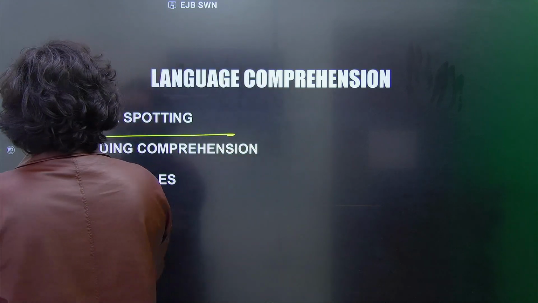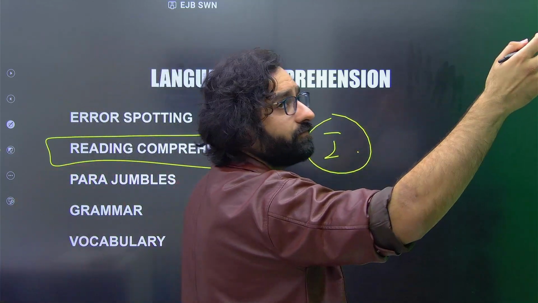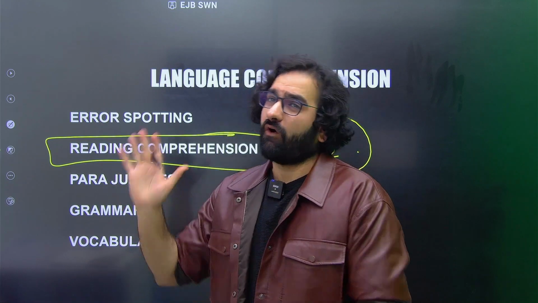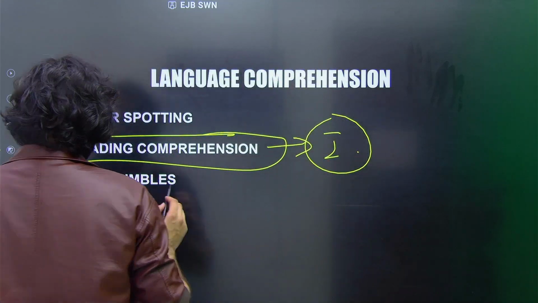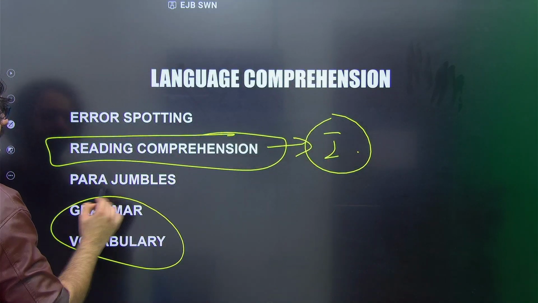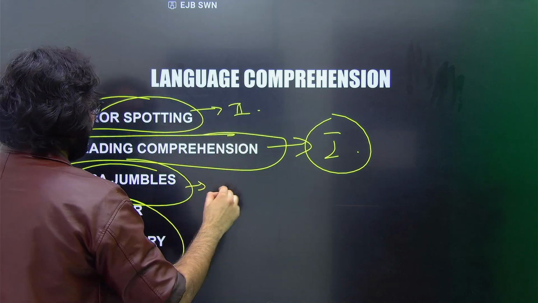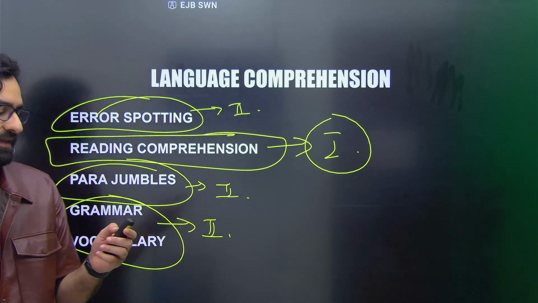Obviously, no doubts about it, reading comprehension has to be your first priority, considering that a very hefty weightage of this entire section comes under reading comprehension. In the second place, you would have any kind of grammar, vocabulary, parables, everything else would fall under your second category if you have to categorize things by the level of importance.